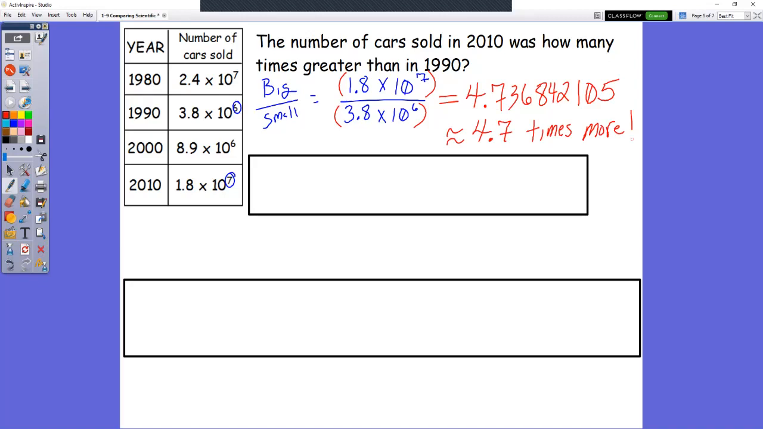Again, we take our larger number of cars sold in 2010 and we divide it by our smaller number, which was in 1990. Convert it, and they might ask you to round, they might not, but if you're talking about times more, I don't think you need to go into that great a detail. Just round it to the nearest tenths. So it's 4.7 times more cars in 2010 than in 1990.